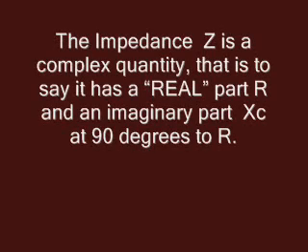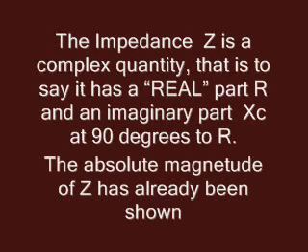The impedance Z is a complex quantity, that is to say, it has a real part R and an imaginary part XC at 90 degrees to R. The absolute magnitude of Z has already been shown.